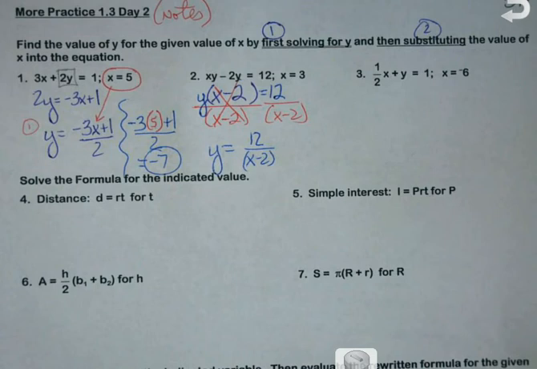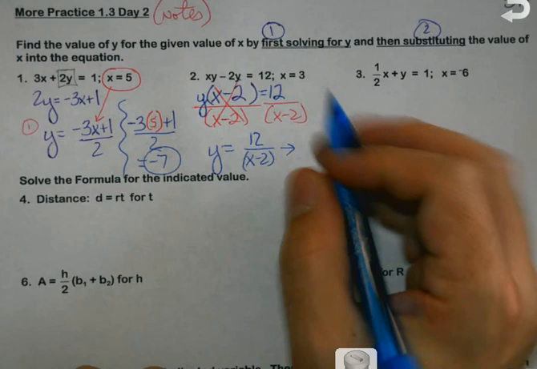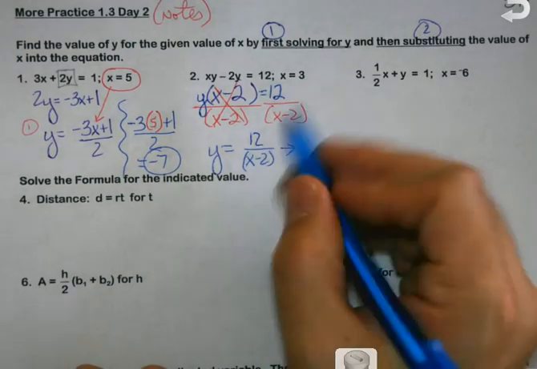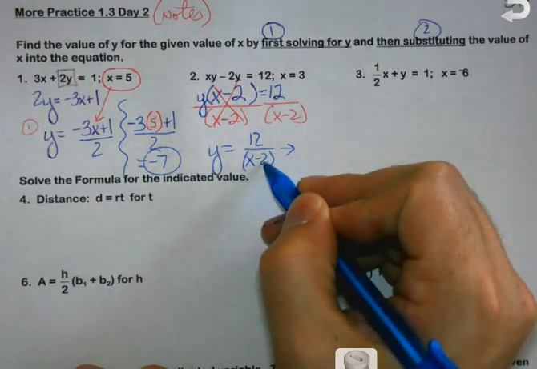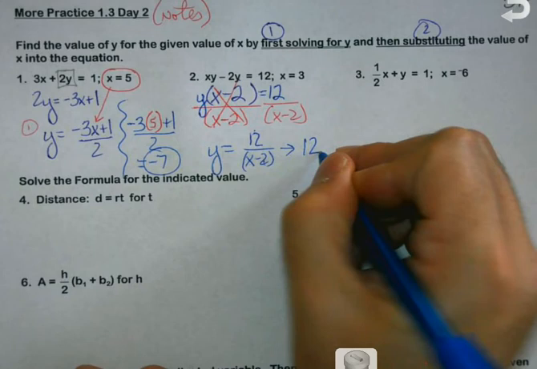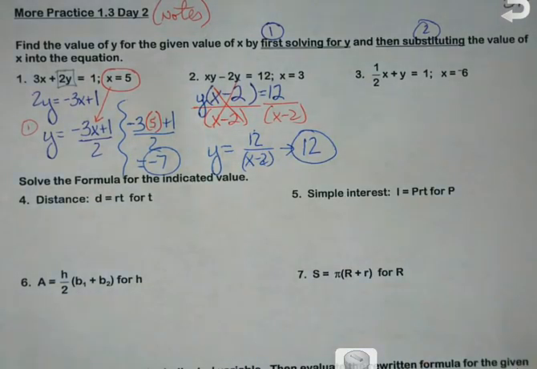And I have my equation solved for y. And I also have it in a good position. I'm plugging in 3 for x. Okay, 3 minus 2 is 1. 12 divided by 1 is 12. And I've got both pieces ready to go.